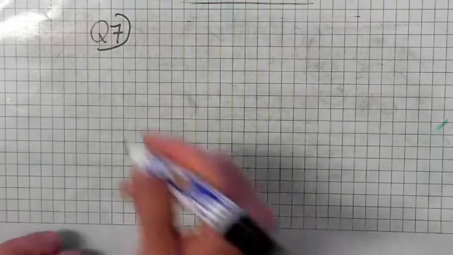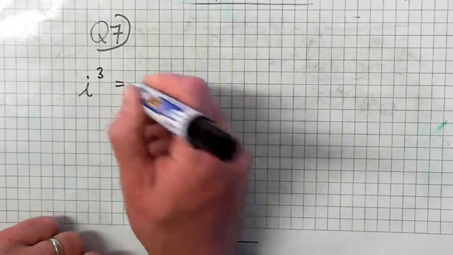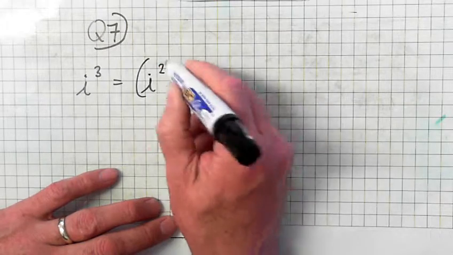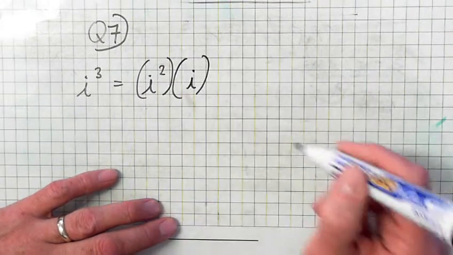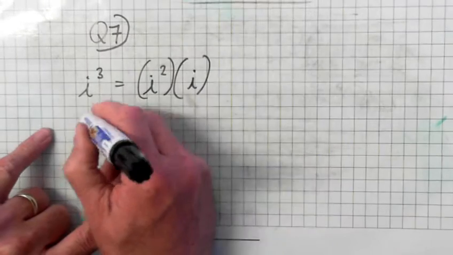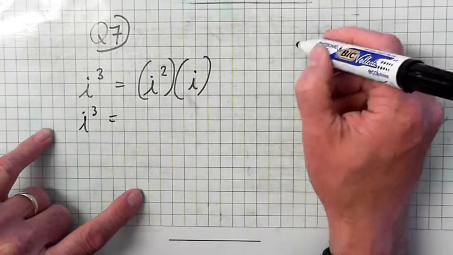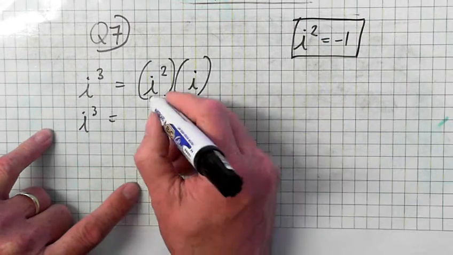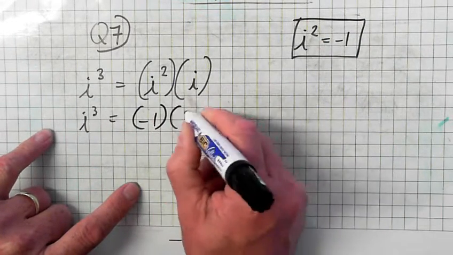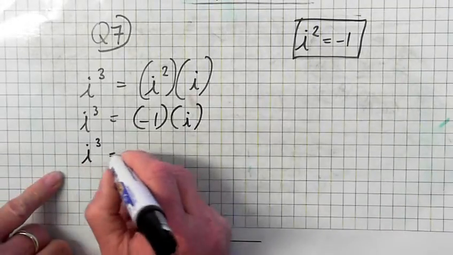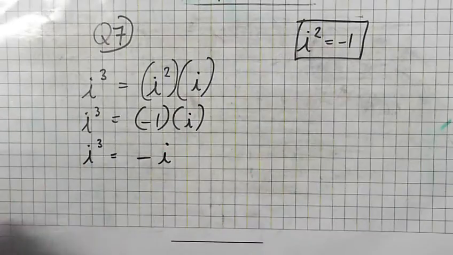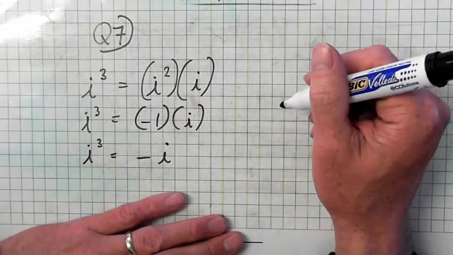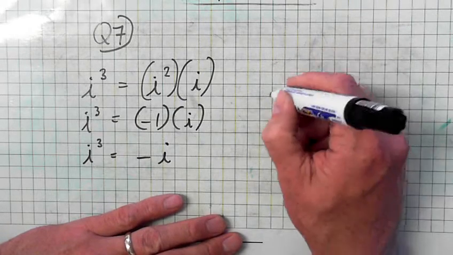Alright, if we do, for example, i to the power of 3, we can break it up into i squared times i. So i to the power of 3 is equal to... i squared is equal to minus 1, that's another rule. So minus 1 times i, minus i. So that's right. So if we do an even number, what happens if it's even?